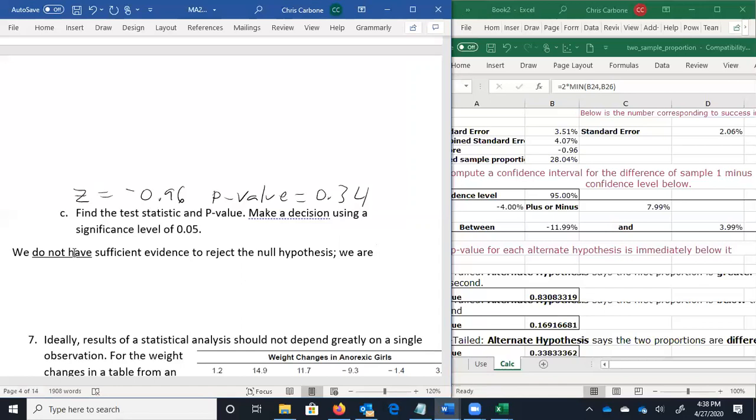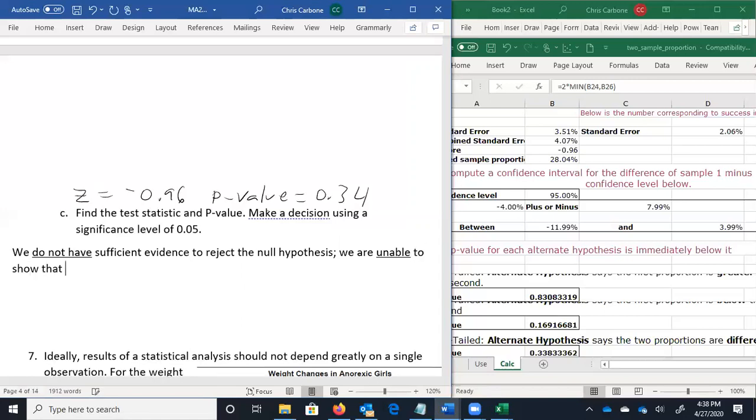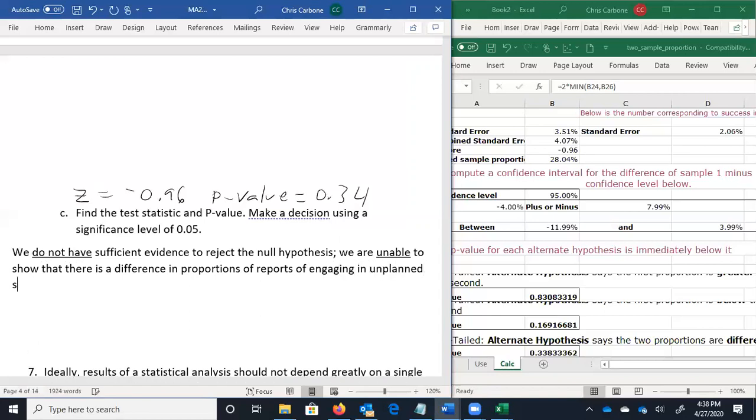We are unable to show that there is a difference in proportions of reports of engaging in unplanned sexual activities because of drinking between 1993 and 2005.